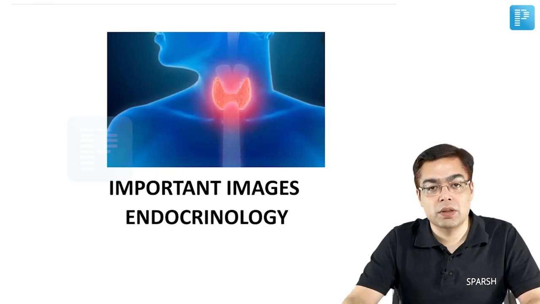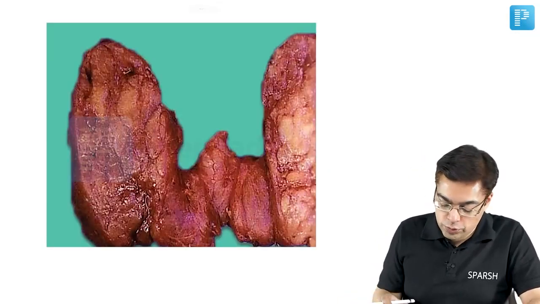We are now going to be having a discussion about the most important and relevant images with respect to the section of endocrinology. Let's get started. Now, looking at this particular image, it shows you the presence of a diffuse enlargement of the thyroid gland.